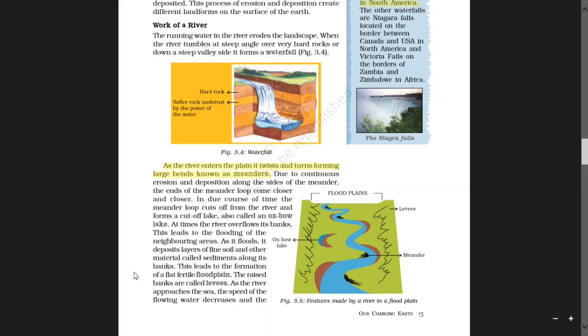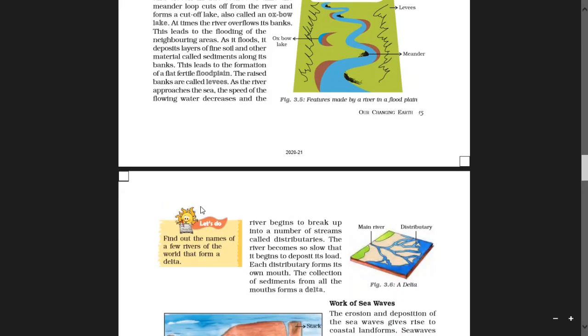This leads to the formation of a fertile floodplain. It leads to the formation of a fertile floodplain. The raised banks are called levees. As the river approaches the sea, the speed of the flowing water decreases and the river begins to break up into a number of streams called distributaries.